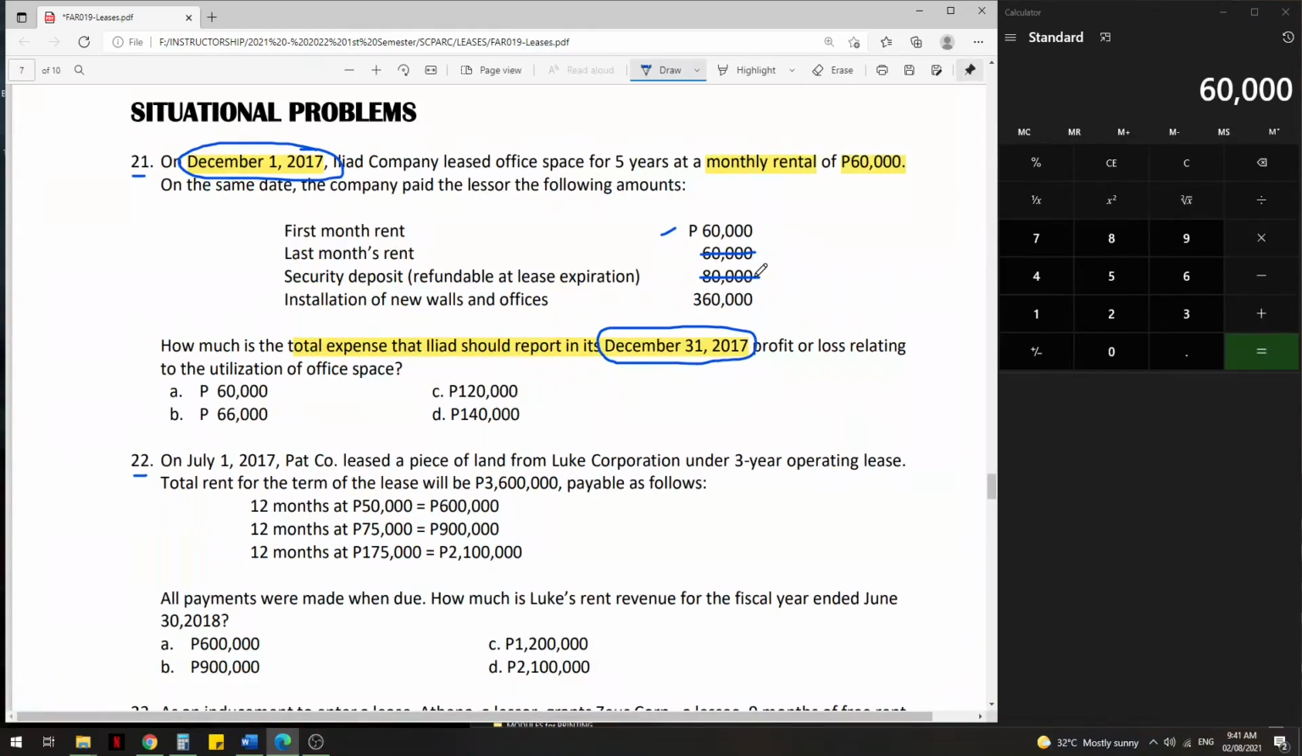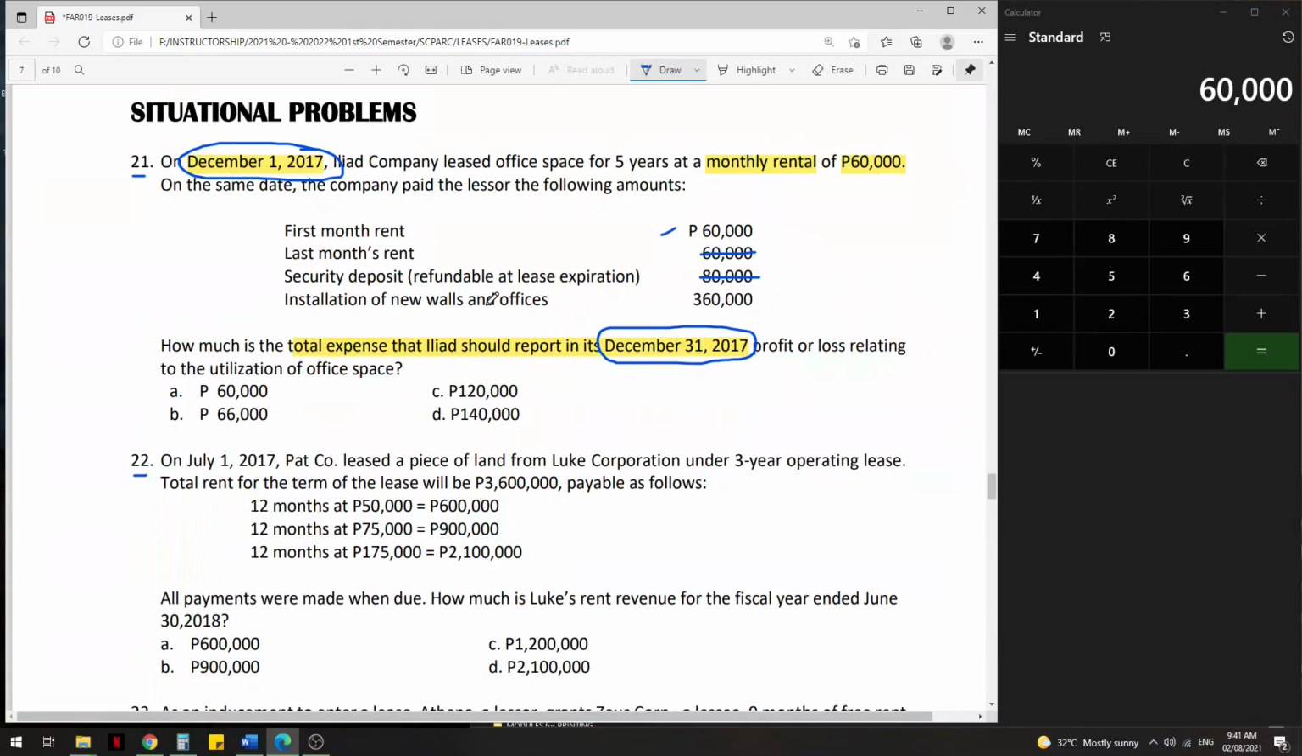Sir, how about if non-refundable? Diyan na po tayo magkakaroon ng problema. If it is non-refundable, it will be considered as part of your rent expense proportionately throughout the lease term. Pero since refundable tayo, don't include it kasi ang tinatanong expense.